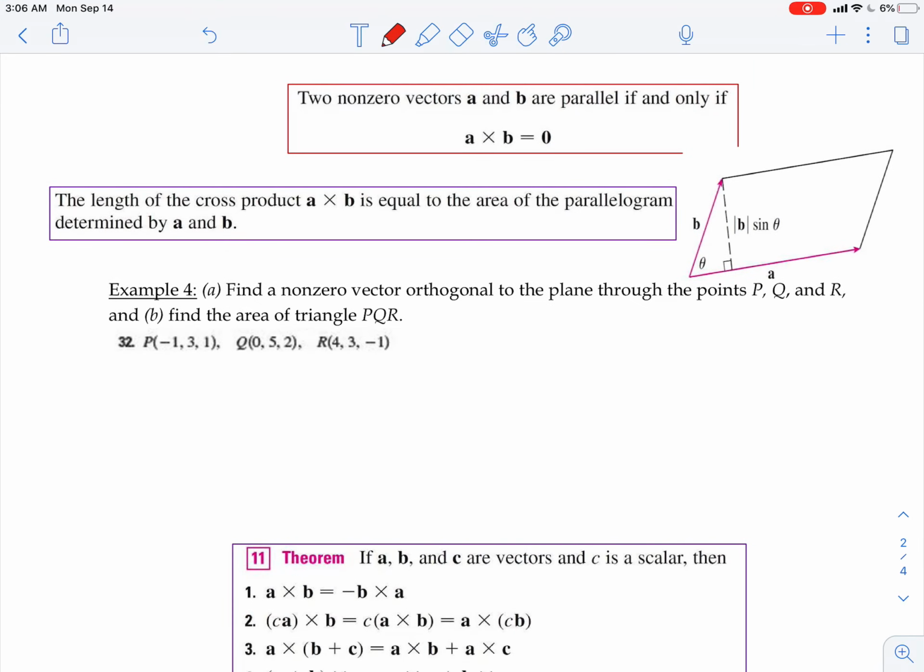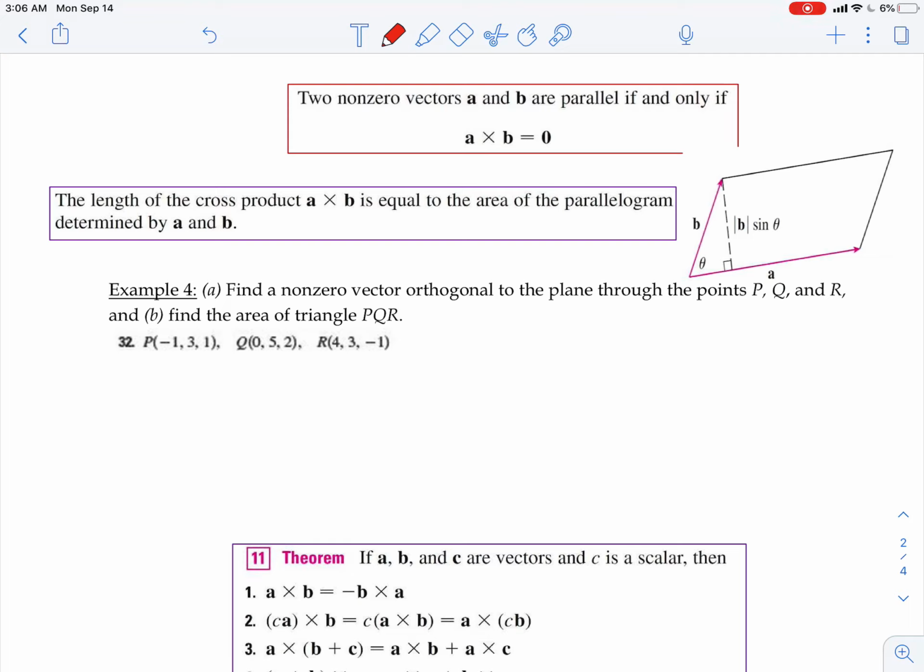All right, the next one. So here's another way to tell if two vectors are parallel. If we do the cross product of two vectors and it's equal to 0, then we know that the two non-zero vectors are going to be parallel. Another theorem that we have is that the length of the cross product of A and B, so the magnitude of A cross B, is equal to the area of the parallelogram determined by A and B.